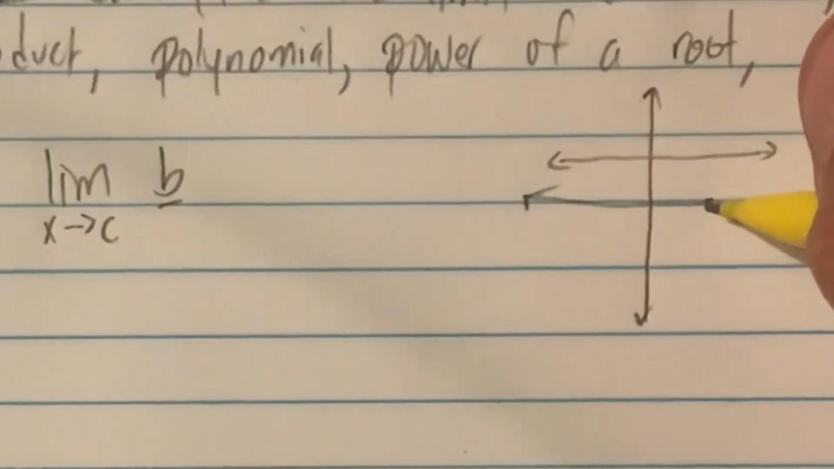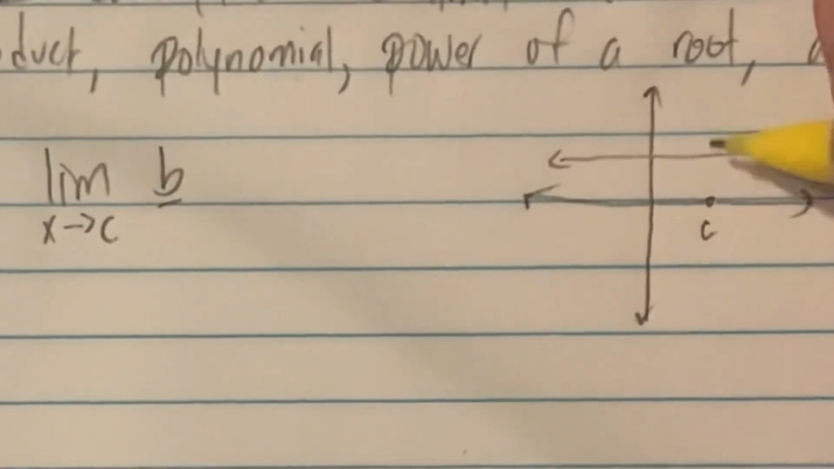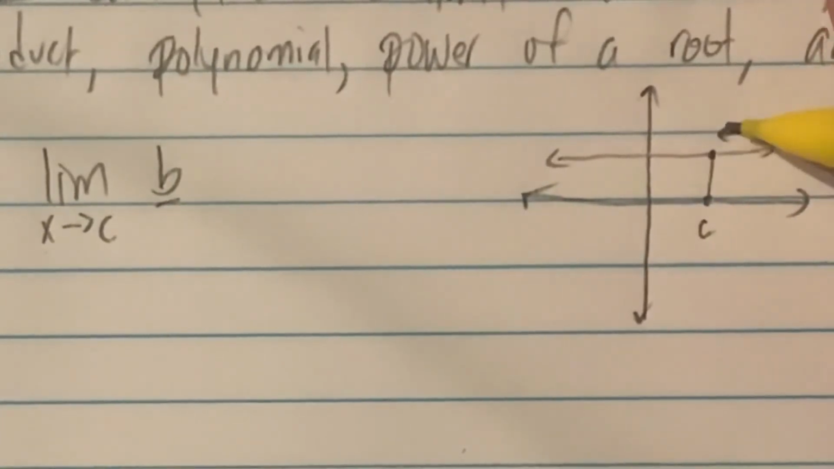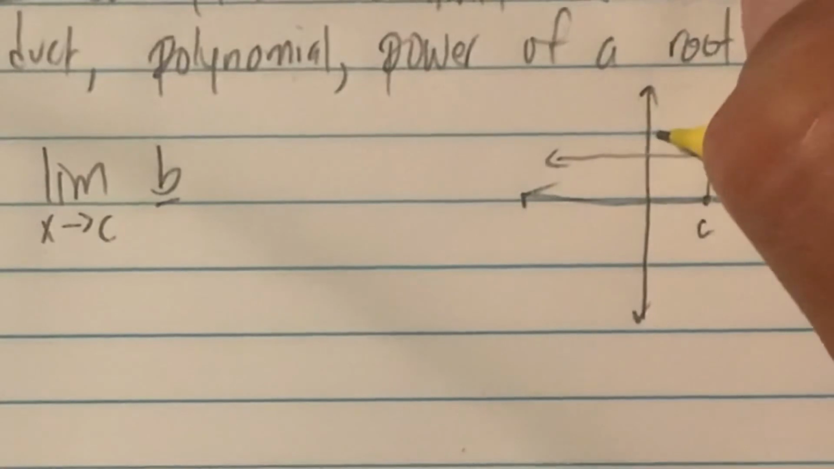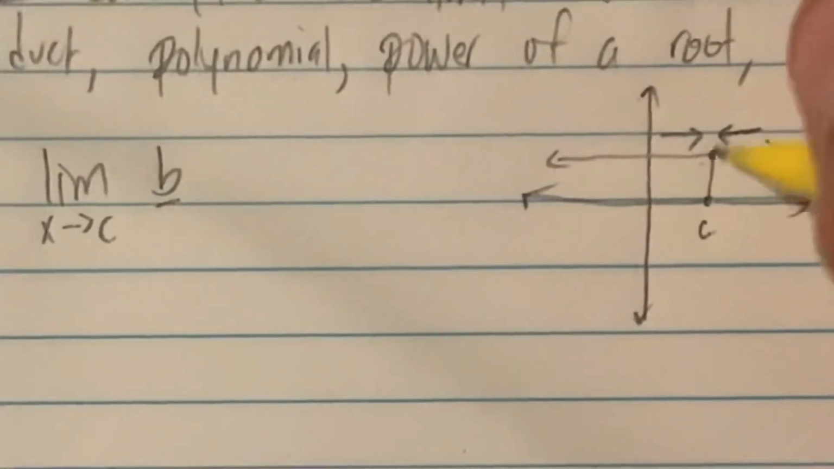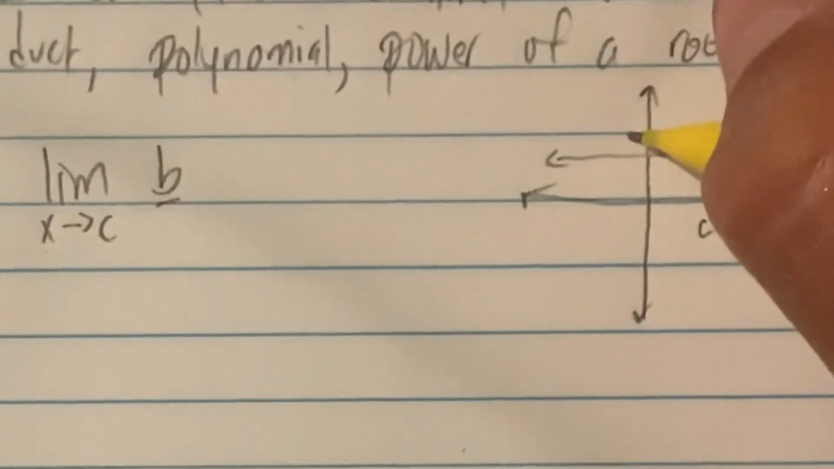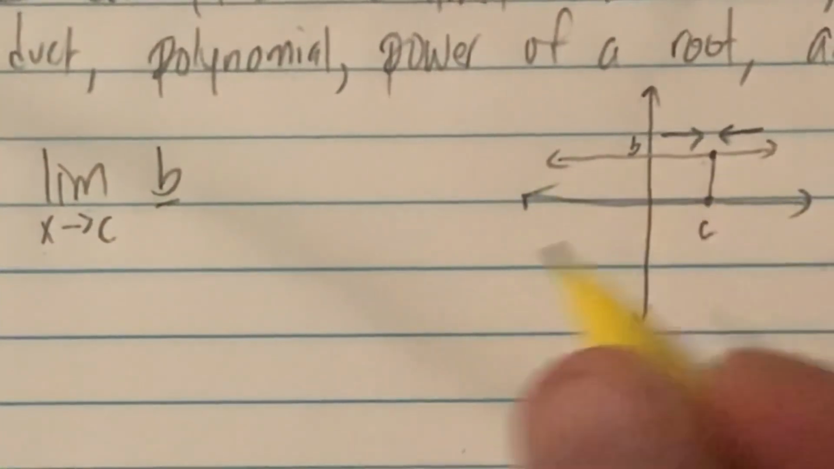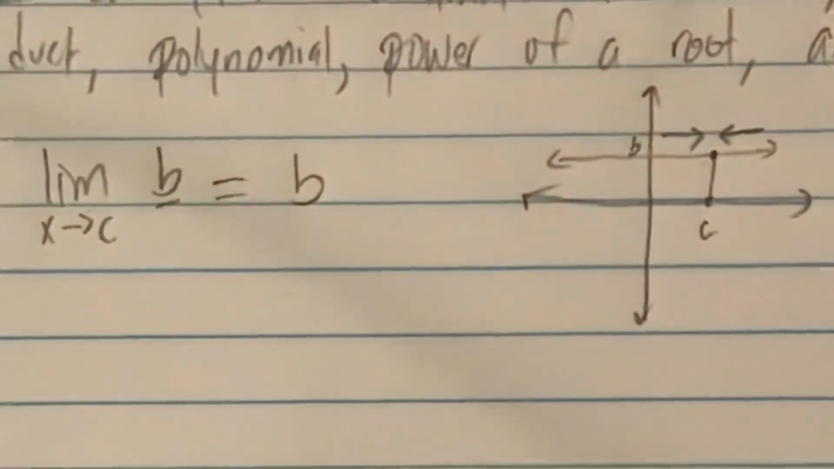So if you think about the x value right over here as c, how high is this up off the graph? If I come in from the right or from the positive side, if I come in from the left or from the negative side, those numbers are both approaching the same value, and that value is b. Because say this number is 4, this is a horizontal line through 4. So this is just equal to b.